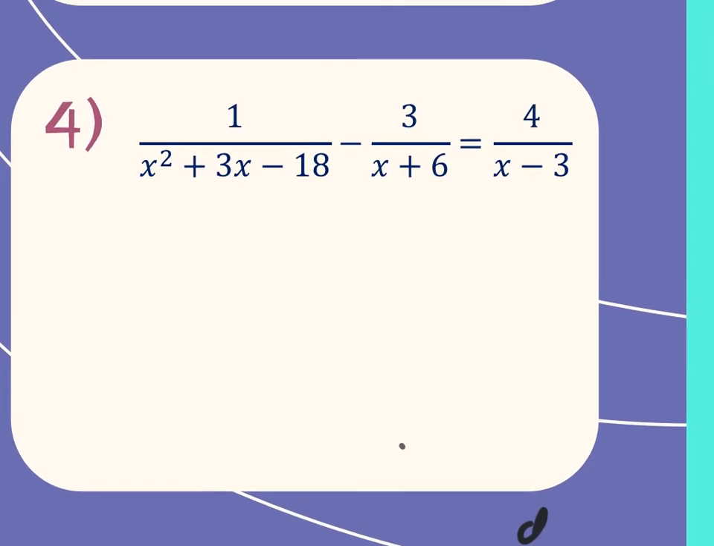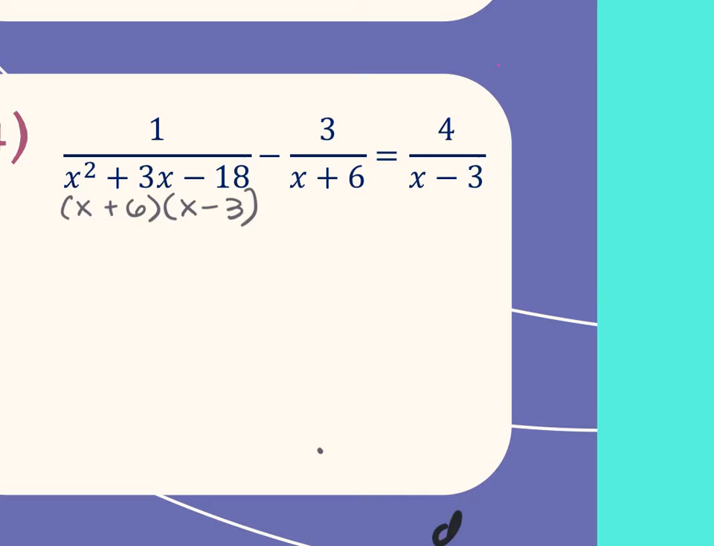And the last one we have to factor before we can find the least common denominator or the restriction. So this becomes x plus 6, x minus 3. Factors of negative 18 that sum to positive 3. So for my restriction, x cannot equal negative 6 or positive 3. And my least common denominator is x plus 6 times x minus 3.